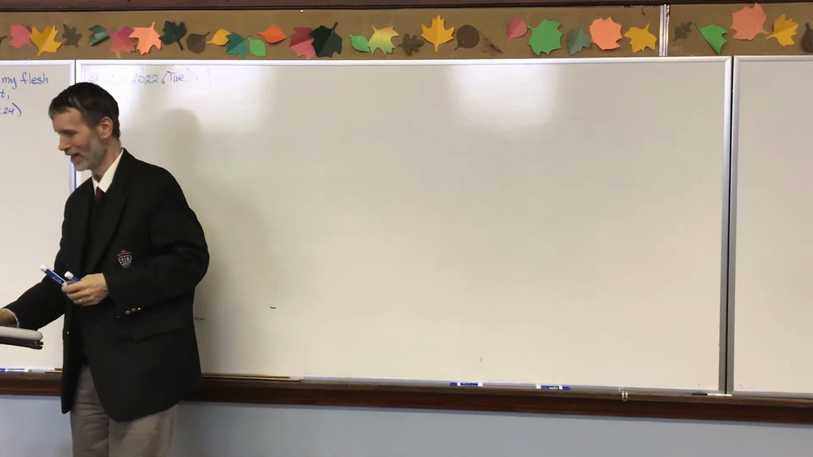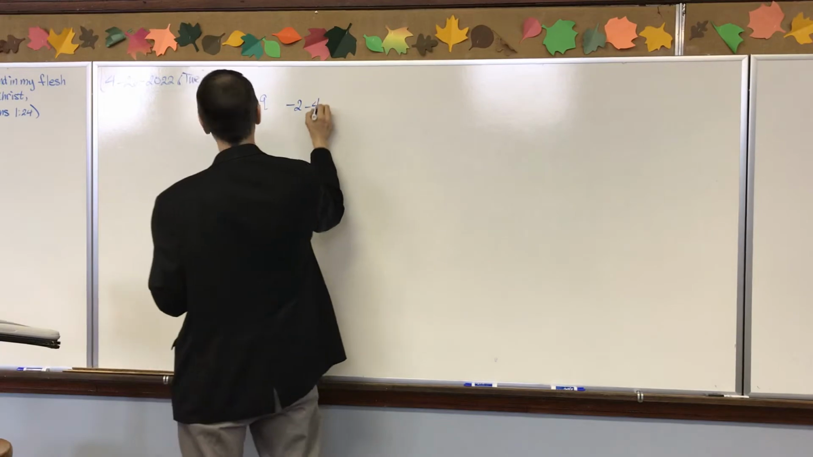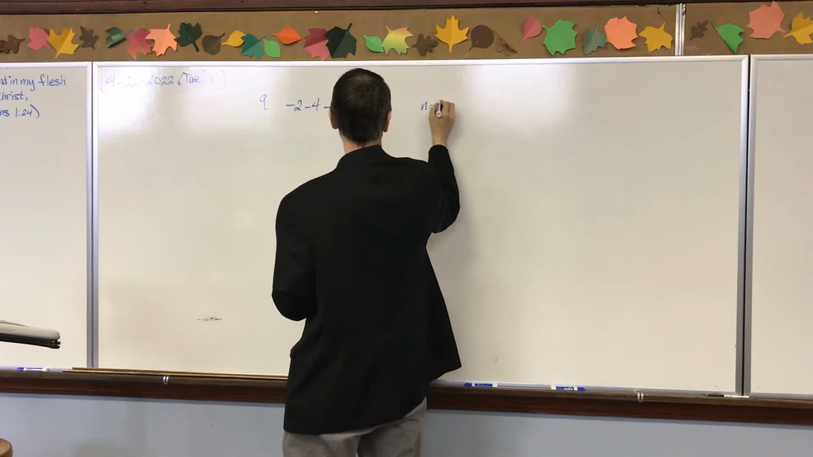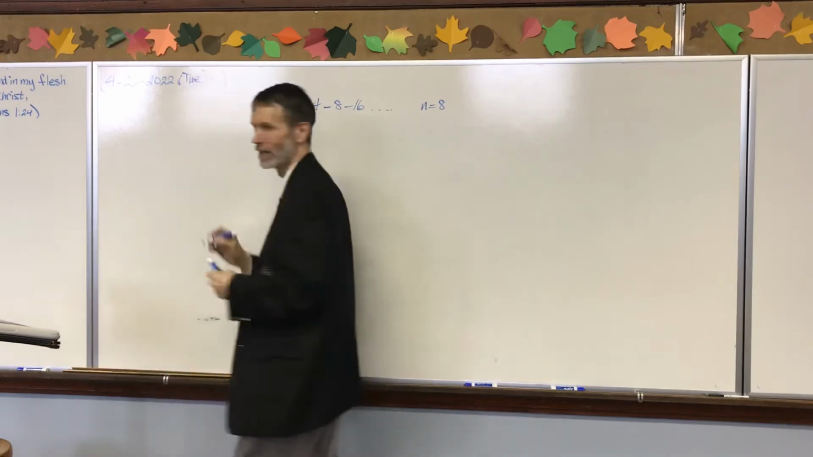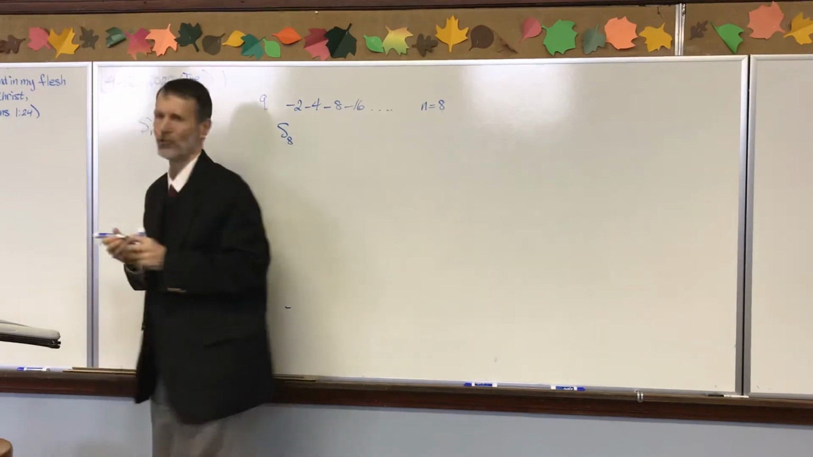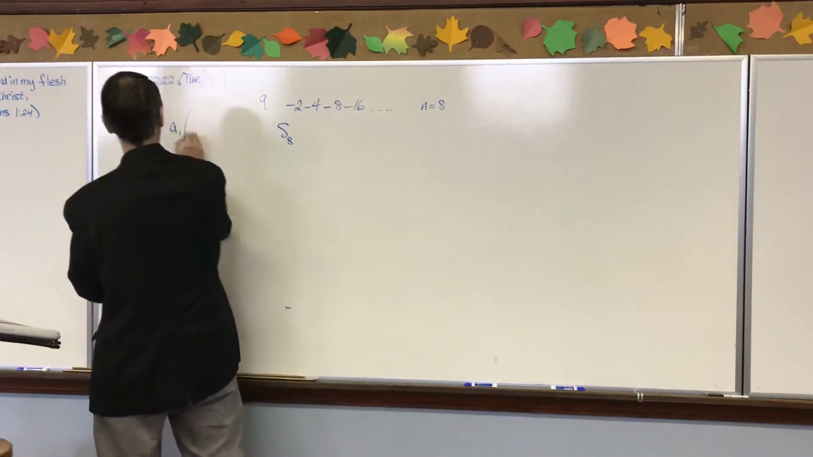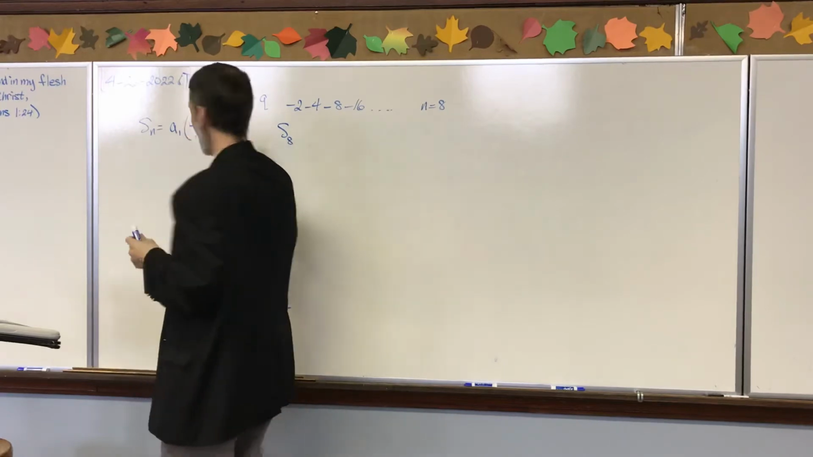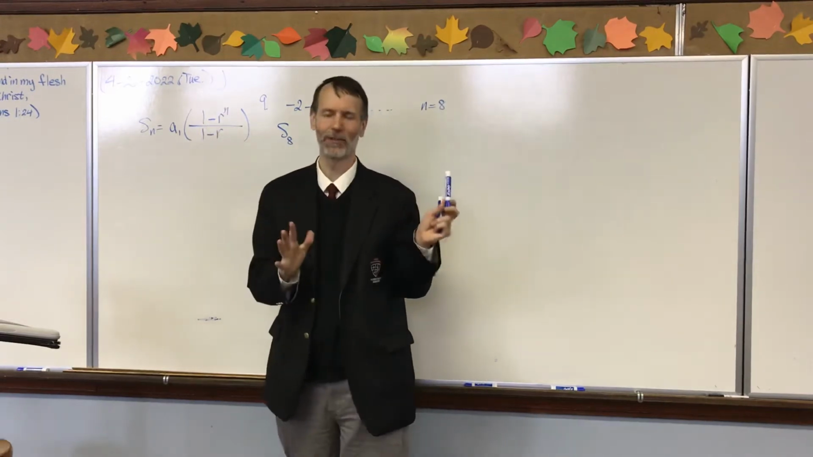Number 9. Negative 2 minus 4 minus 8 minus 16, and so on, and n equals 8. They're looking for S8. The formula for the nth sum for geometric is what? a1, parentheses, and it'll be a fraction: 1 minus r to the n over 1 minus r. The top and bottom are almost clones. Just there's an r to the nth power on top, not just plain old r.